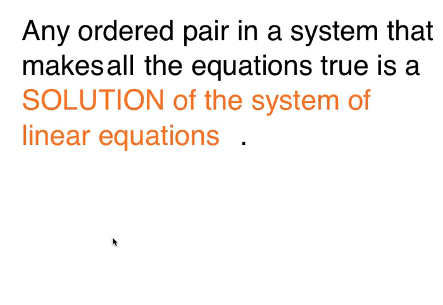A solution to a system of equations is an ordered pair that makes all of the equations in the system true. So for a system of linear equations, that would be an ordered pair that works when it's plugged into both of the equations, or in other words, a point that is on both of your lines.